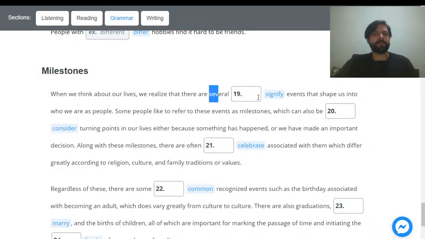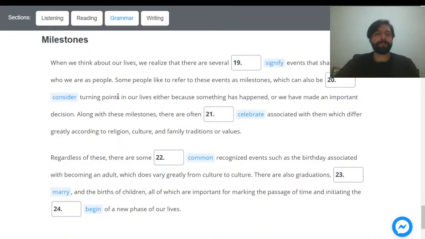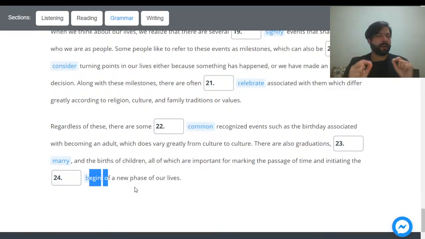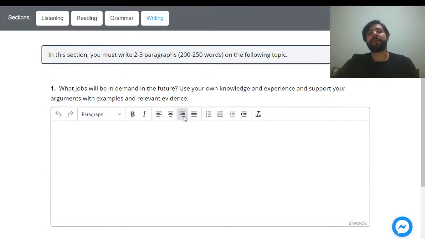So several events. So signified, signification, signifying with ing, significant, I don't know, okay, depends. So signify, consider, celebrate, common, marry, begin. So you must read the context and be aware of which could be the best option, the best form to complete. And the last section is the writing.